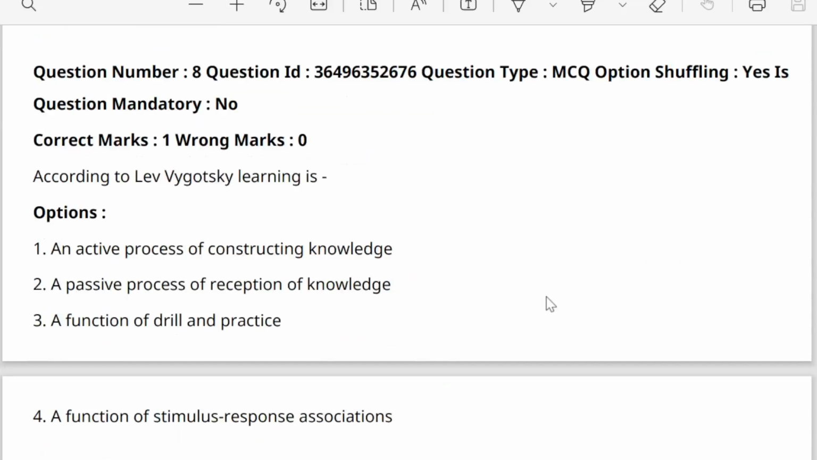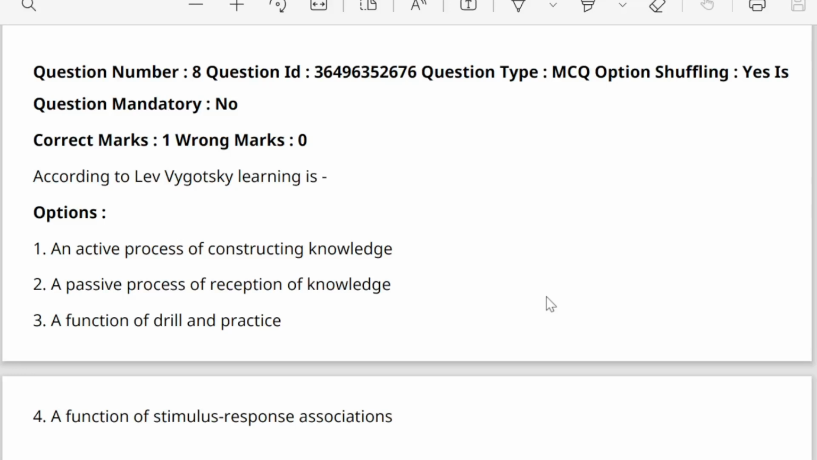Question number 8. According to Vygotsky, learning is an active process of constructing knowledge, a passive process of reception of knowledge, a function of drill and practice, or a function of stimulus response association. So the correct option will be A.